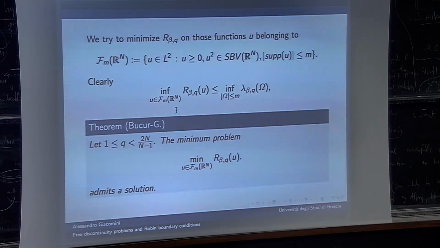This is not completely trivial because we have some compactness, but the problem is invariant under translation. And so we need some concentration compactness argument in order to prove that the minimizer exists, in order to reduce to a compact case in which we can use the compactness given by the bound of the BV norm of U square.